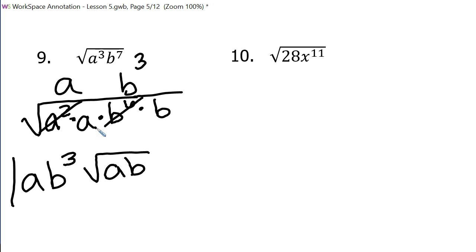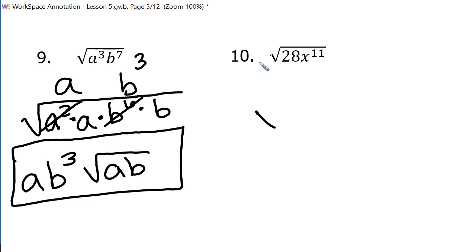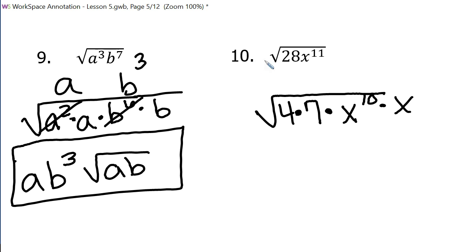And number 10. Now this time we have both a coefficient and a variable. So now we're combining the two together. So for 28, I need to break it up using a perfect square. So what's the largest perfect square for 28? 4. So 4 times what gives you 28? 7. And then for x to the 11th, how do I split that up? X to the 10th times x to the 1st.